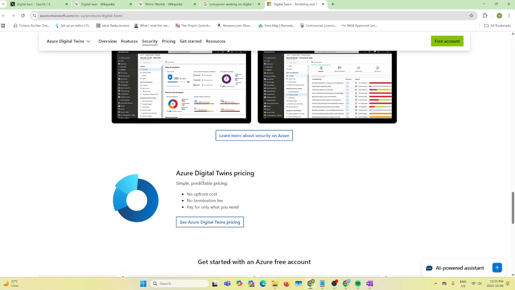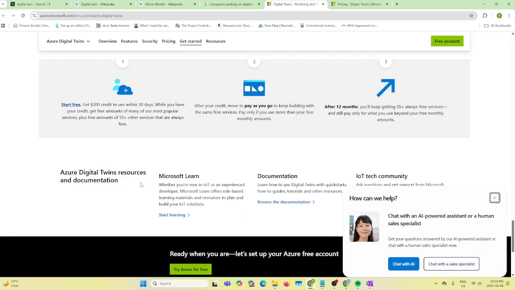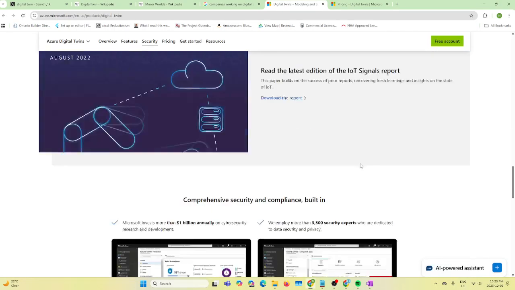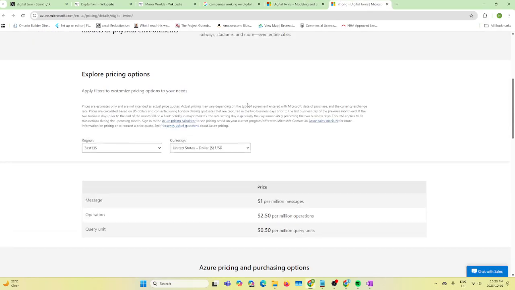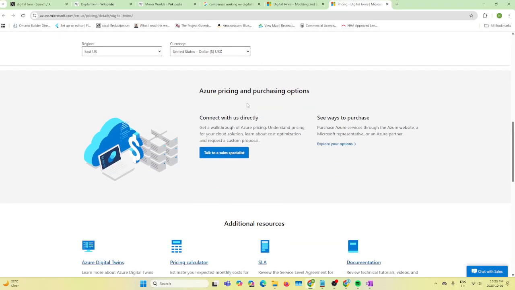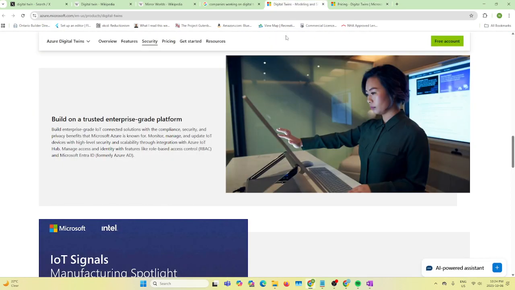Azure Digital Twins pricing. Okay. No upfront cost, no termination fee. Oh. No upfront cost, no termination fee. Pay for only what you need. This seems nice. But how does this work? How does the Azure Digital Twins thingamajig work? I mean, why are we going for $1 per million messages? Okay, that's actually pretty okay. Talk to sales and all. Purchase pricing table overview and all that stuff.